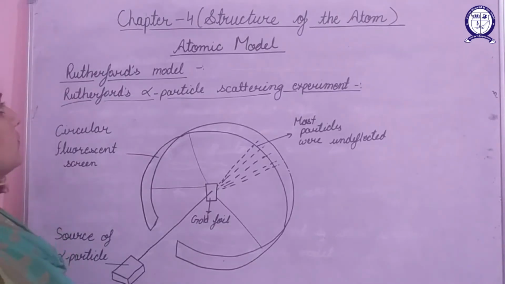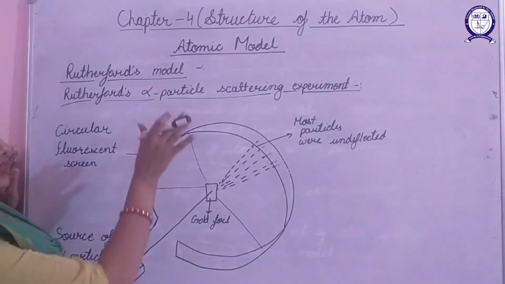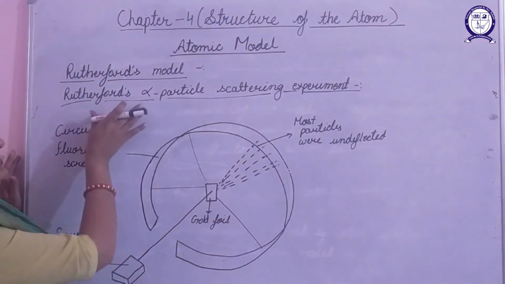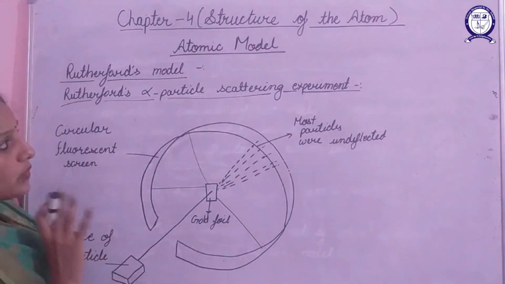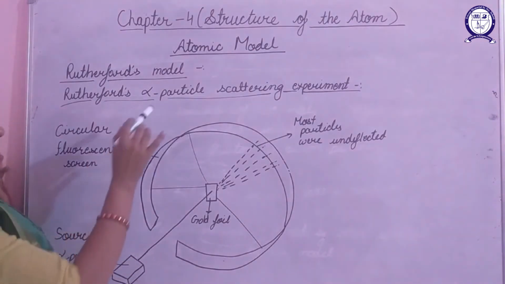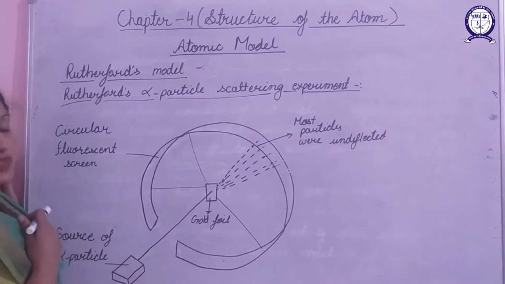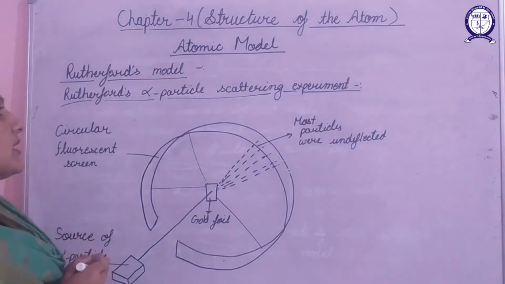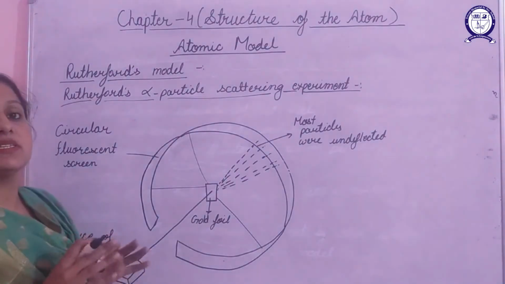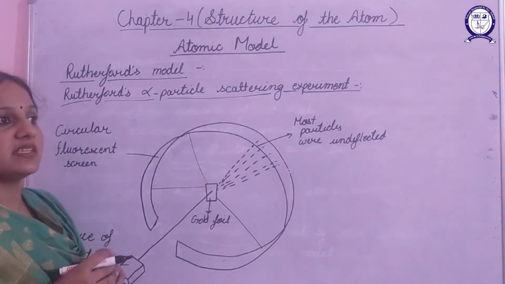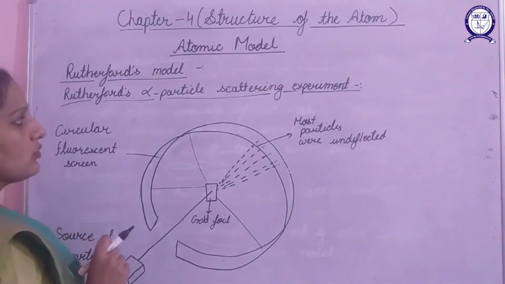Next is the Rutherford model. Rutherford presented a model of an atom based on an experiment known as the Rutherford alpha particle scattering experiment, also known as the gold foil experiment. In this experiment, he took alpha particles. Alpha particles are radioactive, high energy particles having a large amount of energy.